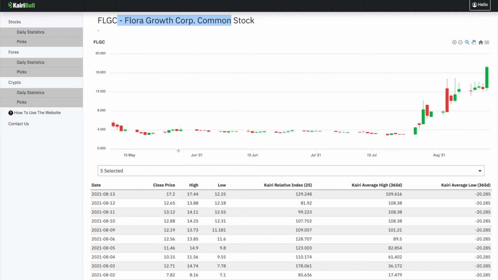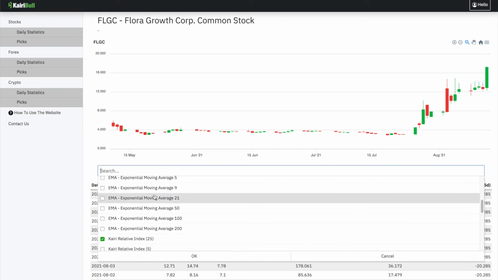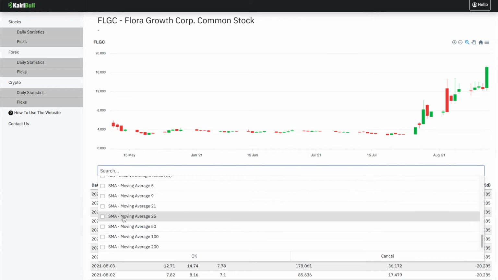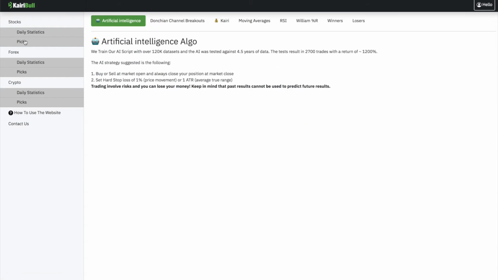So to help you even more, here you can see the charts. For example, if you want to see the exponential or the simple moving average, let's see the 25 periods. We can draw it here. As you can see, it's really far away, so there is a chance that we're gonna have a small retracement here, and you can try to find a short trade there.